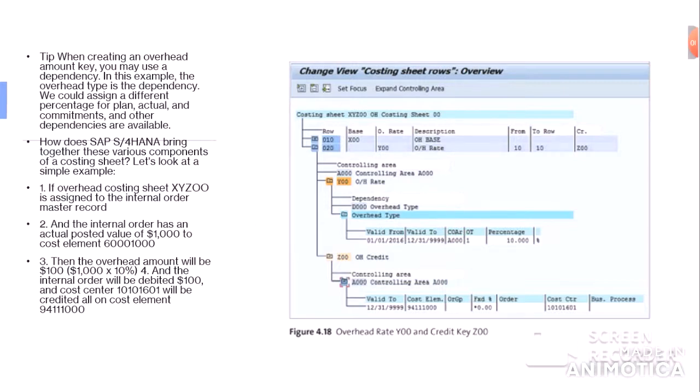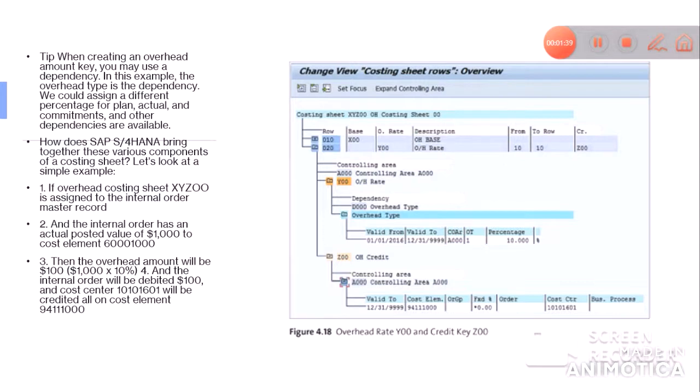If the overhead costing sheet XYZO is assigned to an internal order master record, and the internal order has an actual posted value of $1,000 to cost element 6,000, then the overhead amount will be $100 because it is 10%, and the internal order will be debited $100, and cost center 10101601 will be credited, all on cost element 94111000. So this is how it works.